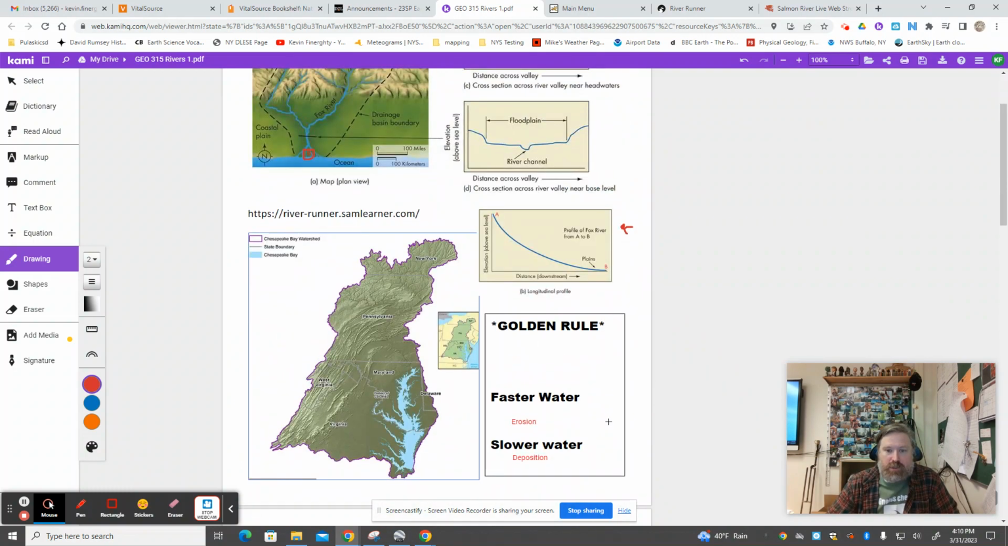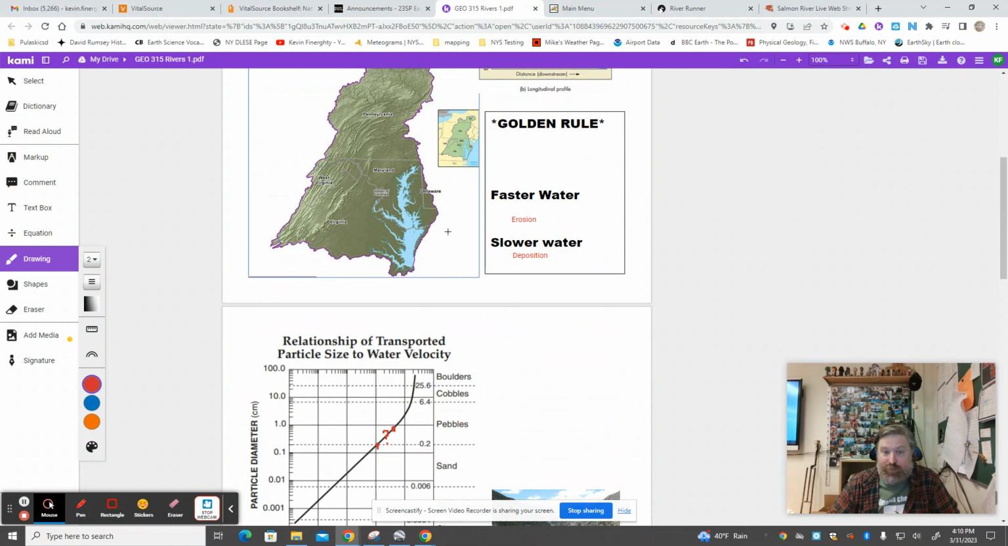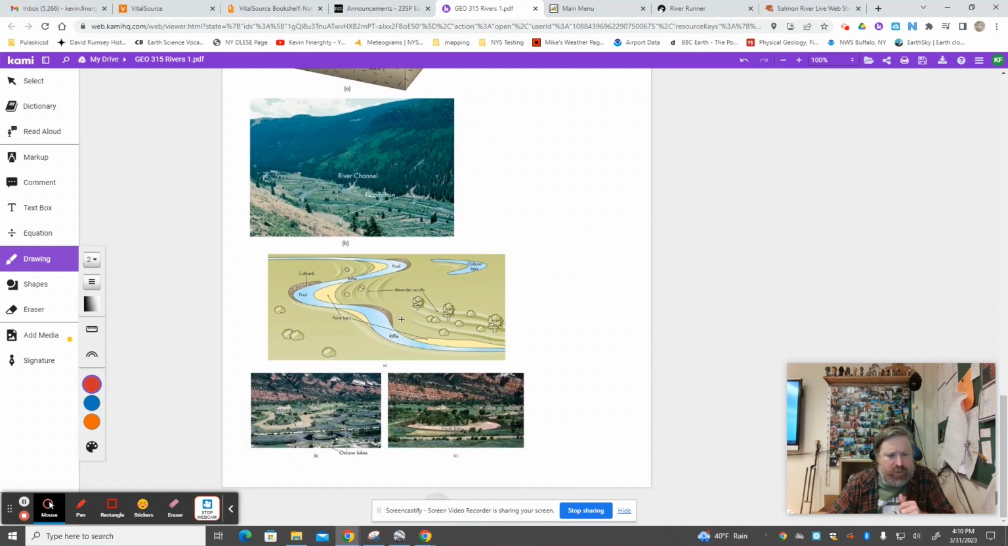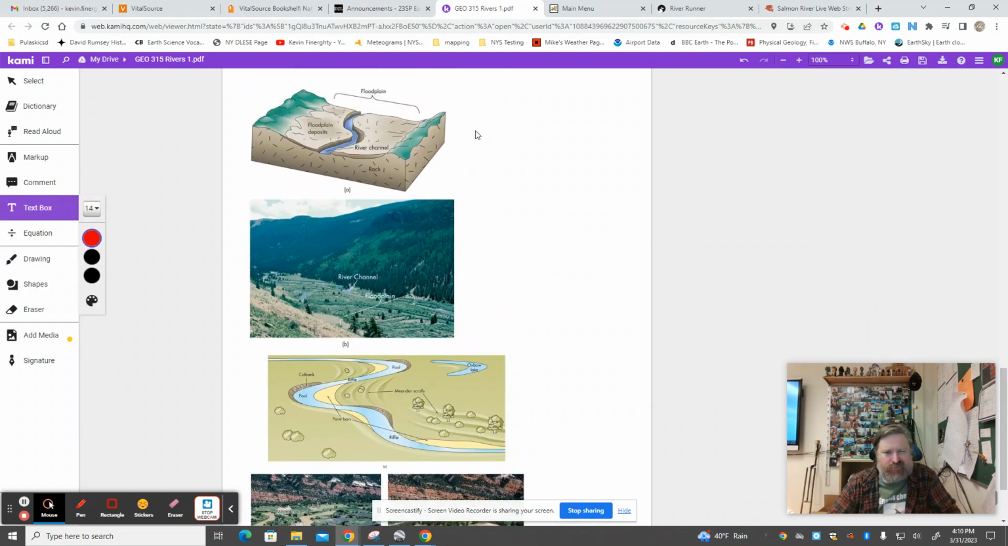All right, so let's go to that golden rule again and think about what happens when it gets flatter, when we stop cutting into the crust as quickly and we start having what we call meandering streams, which it doesn't look like it says anywhere. And that term is likely to pop up, honestly.